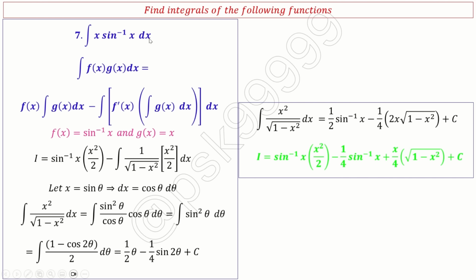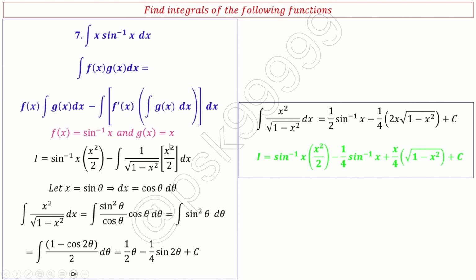Next, integration of x sin inverse x. In ILATE, I is inverse trigonometric functions, so that is the topmost. So f of x is sin inverse x, g of x is x. Now how to solve this one? First is f of x into integration of g of x, so sin inverse x into x square by 2, minus integration of differentiation of sin inverse x, which is 1 by square root of 1 minus x square, into integration of g of x, which is x square by 2 dx. Now this one we need to solve.